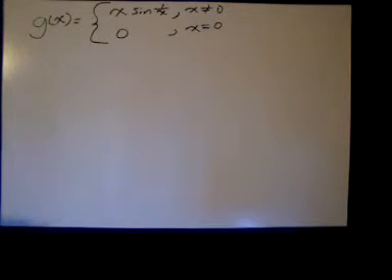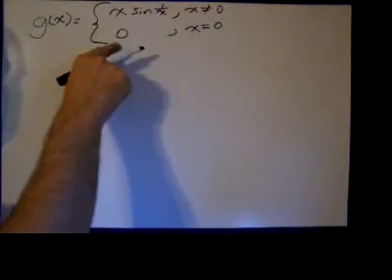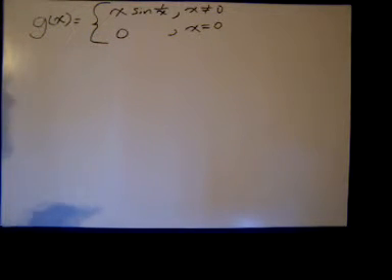So first we need to think, is g defined at x equals 0? Well, yes, g is defined at x equals 0. At x equals 0, g of x is 0. g of 0 is 0, so we have the point (0, 0) on the graph, so that's taken care of.